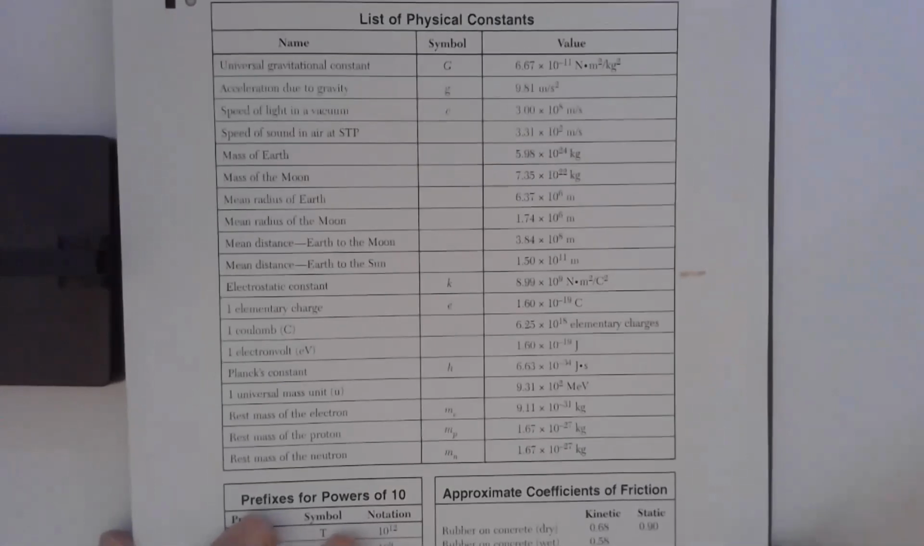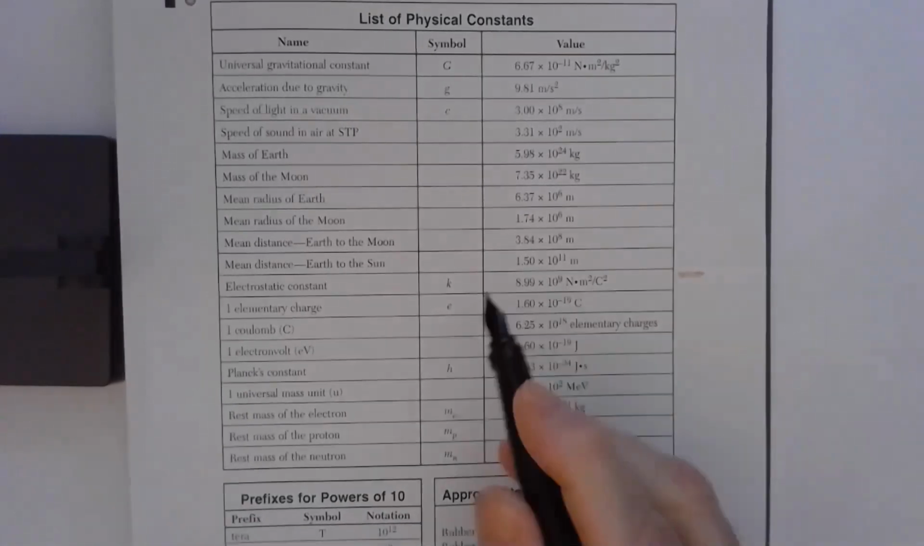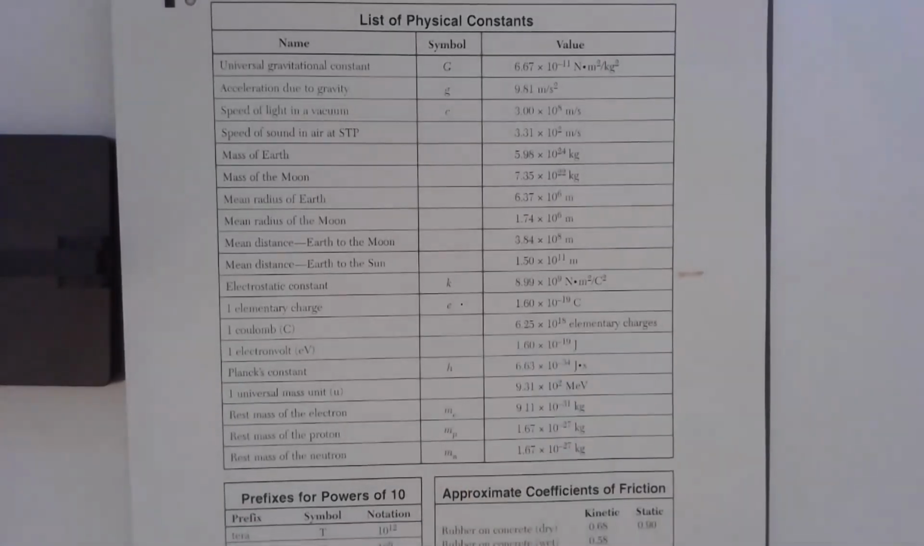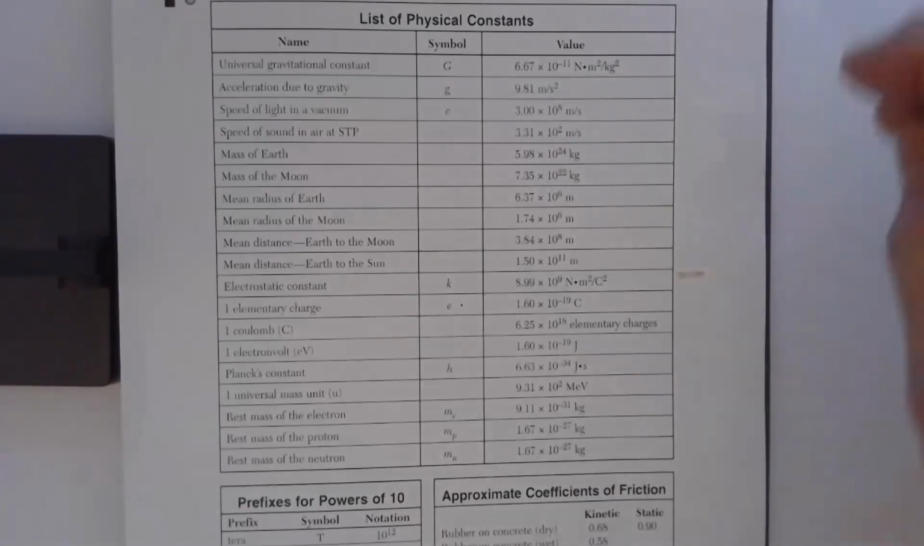Now, on the reference table, one of the important parts is right here, e. This is the charge that is on the proton. It is also the charge that is on the electron. It's just negative. I've said that several times. That's very important to understand because it'll never be stated in a problem.